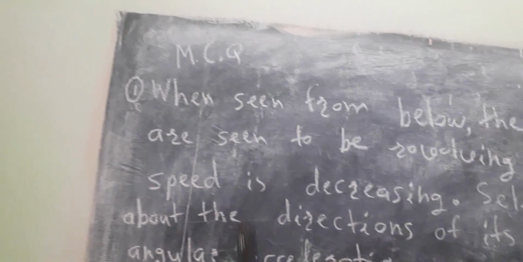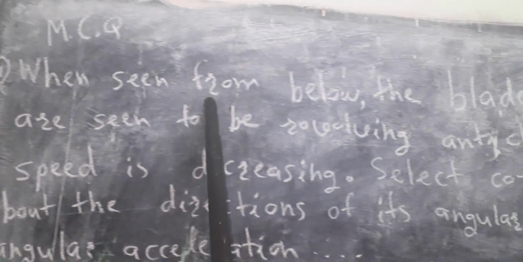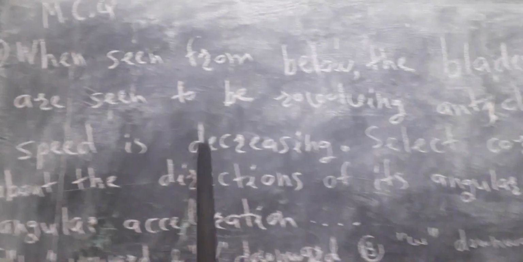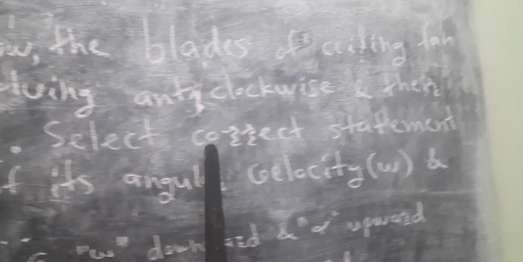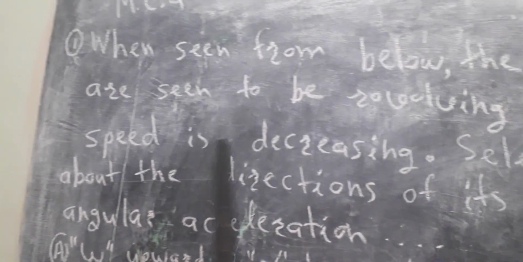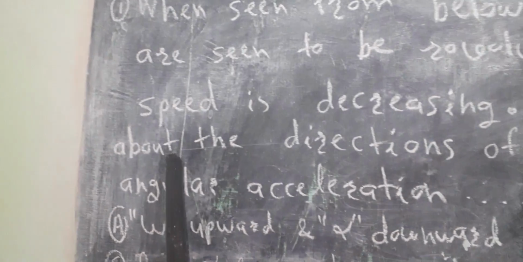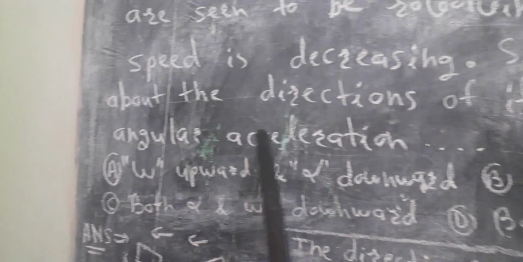First multiple choice question. When seen from below, the blades of a ceiling fan are seen to be revolving in anticlockwise direction. Their speed is decreasing. Select the correct statement about the directions of its angular velocity, that means omega, and angular acceleration.